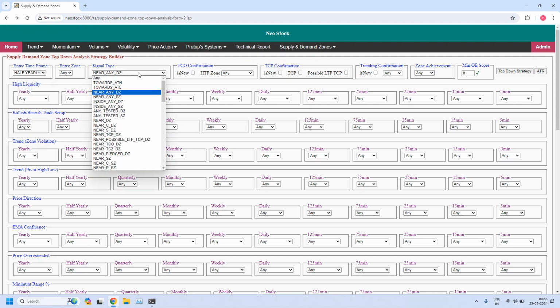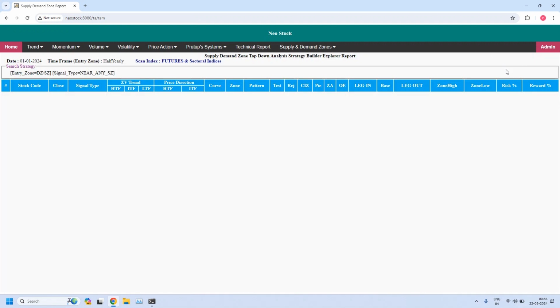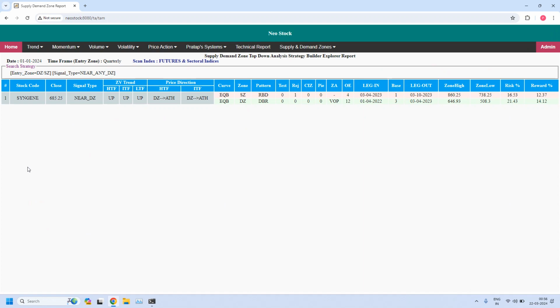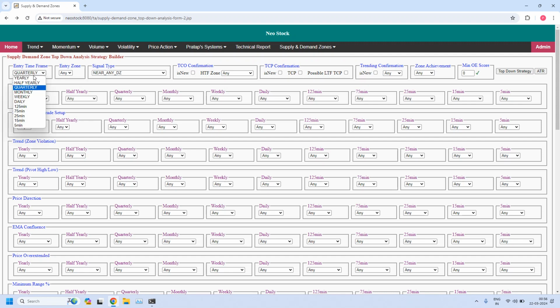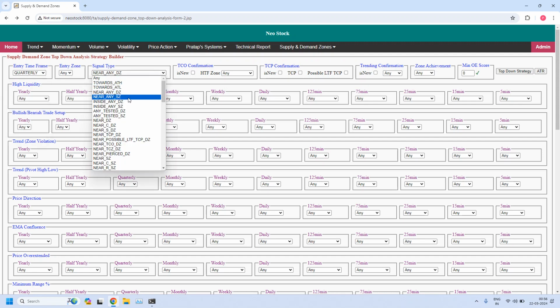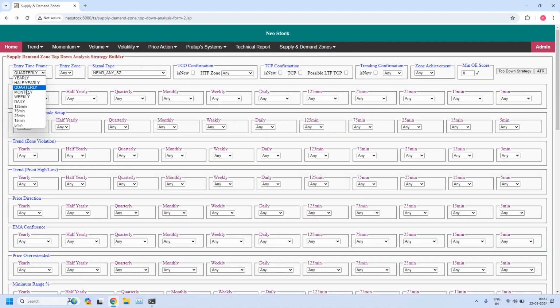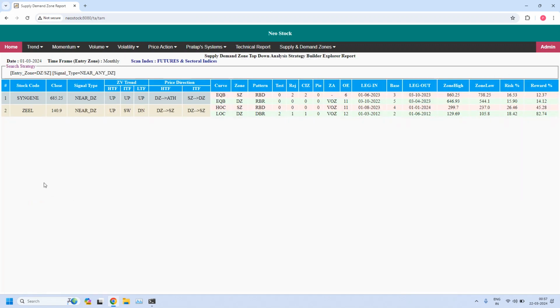So let me go back. Half yearly time frame. Let us find the stocks near half yearly supply zone. No stocks are available. I'm going back, changing the time frame to quarterly, and let us find the stocks near quarterly demand zone. Currently one stock is filtered near the quarterly demand zone. So moving back, for quarterly time frame, let us find the stocks near quarterly supply zone. So these three stocks are filtered near the quarterly supply zone. Again I'm going back, changing the time frame to monthly. Let us find the stocks near monthly demand zone. So these two stocks are filtered.